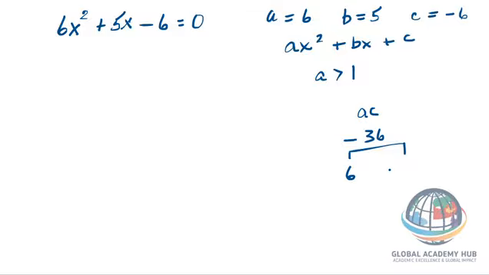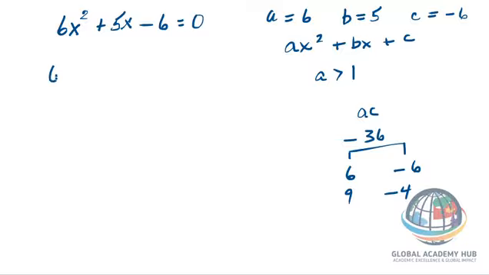So 6 and minus 6 do multiply to give me minus 36, but they don't add to give me 5. But a 9 and a negative 4, those add to give me 5. So what am I going to do with that?